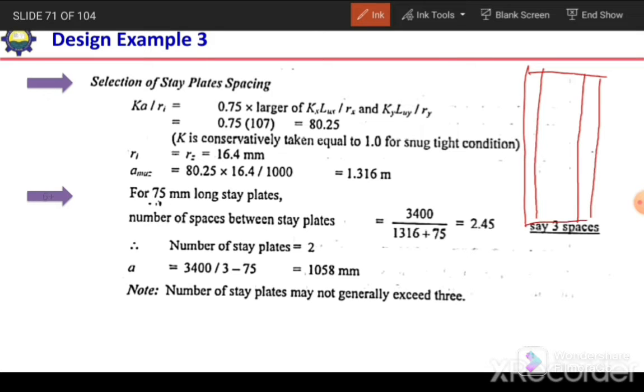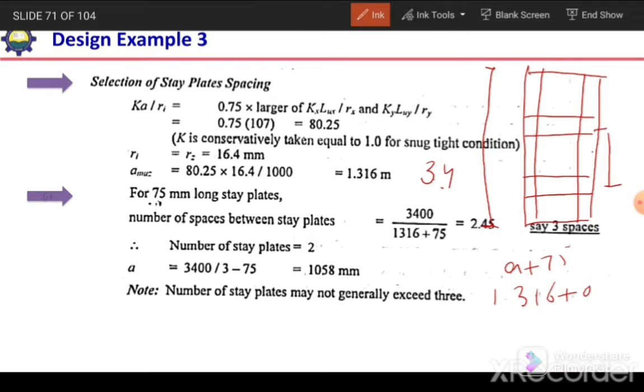The total length is 3.4 meters, and if we see the center to center spacing between these tie plates, it will be equal to a plus 75, meaning 1.316 plus 0.075, or if we write in millimeters, it will be 1316 plus 75. So it will be the center to center spacing between the stay plates.